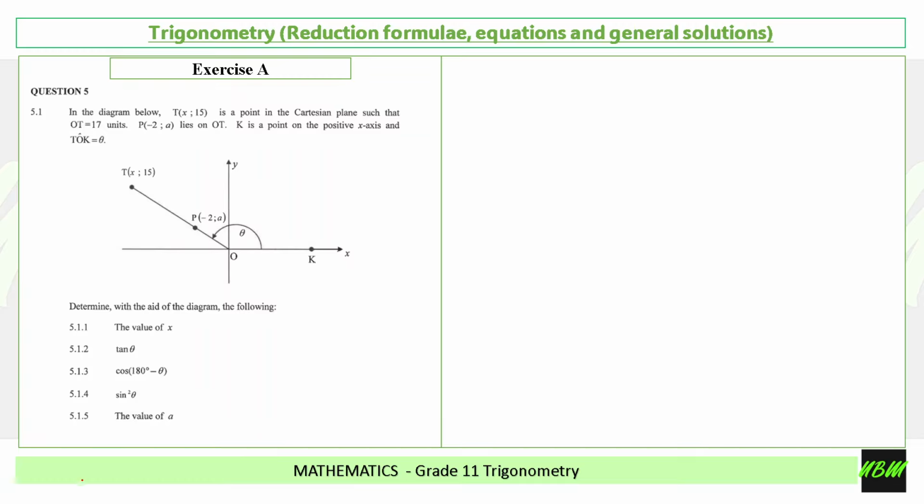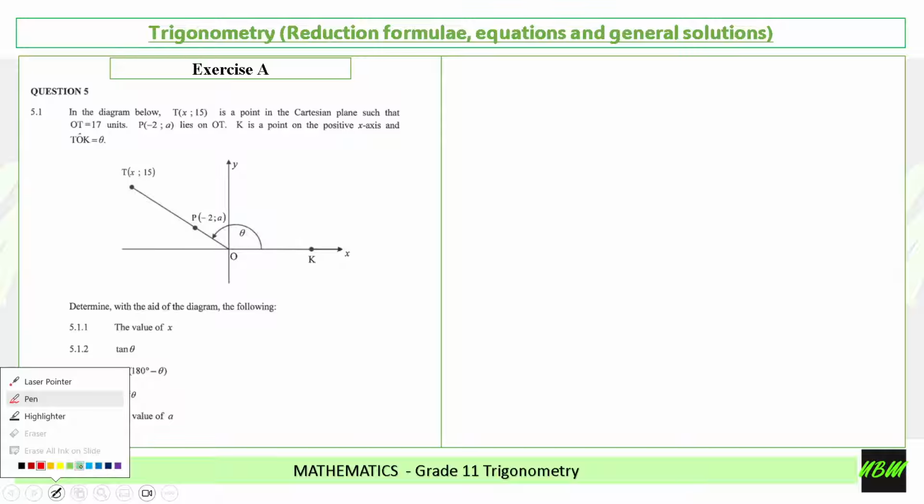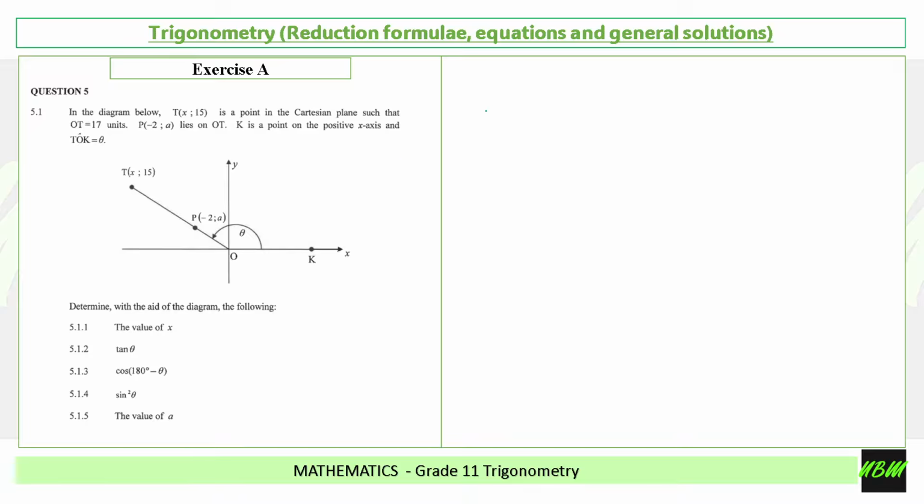Now looking at question 5, trigonometry. 5.1, in the diagram below, T with the coordinates (x, 15) is a point in the Cartesian plane such that OT is equal to 17 units. P with the coordinates (-2, a) lies on OT.